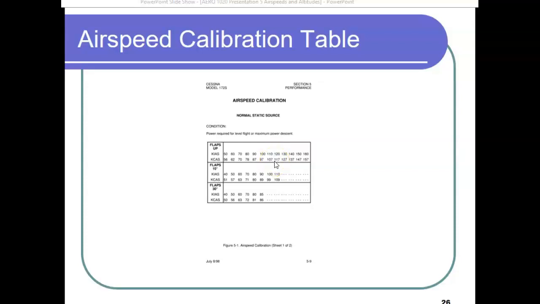Now that doesn't have anything to do with the pitot tube. That is due to the pressure of the air outside of the static port. Remember, as the aircraft flies faster through the air, that acceleration creates lower pressure outside of the static port. So that's why at high airspeeds, calibrated airspeed is actually lower than indicated airspeed.